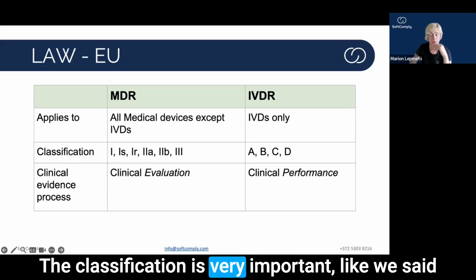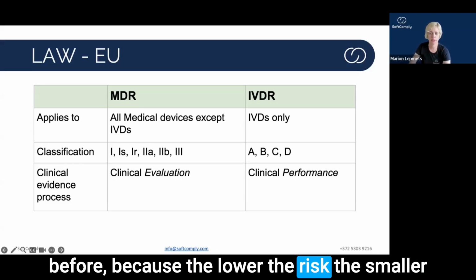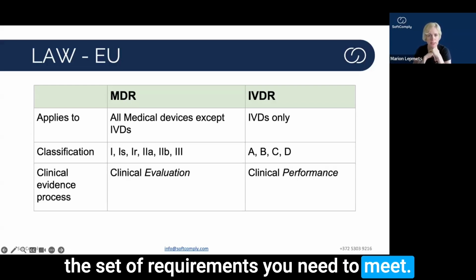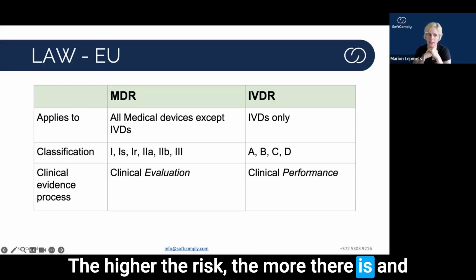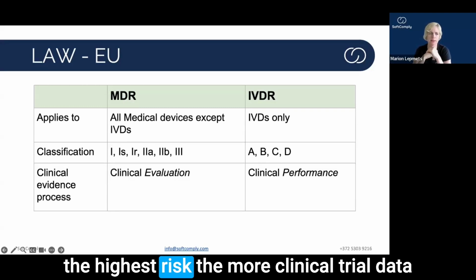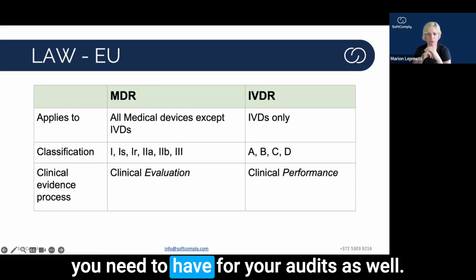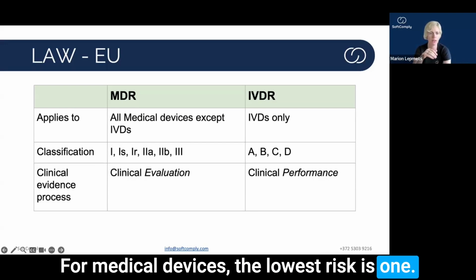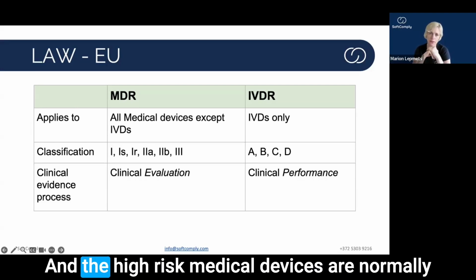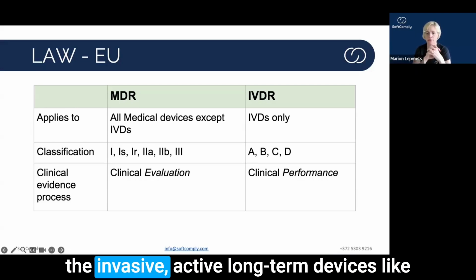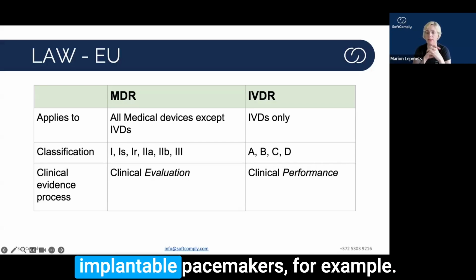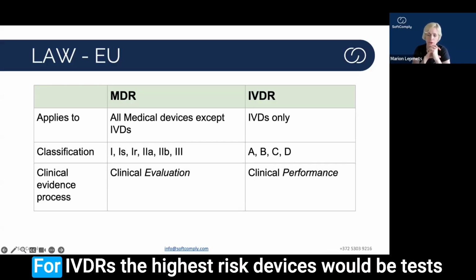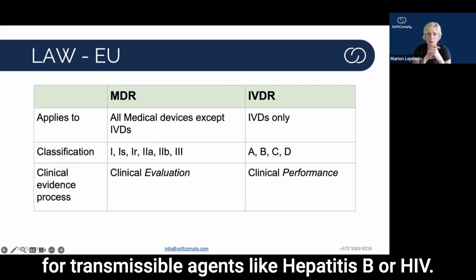The classification is very important, like we said before, because the lower the risk, the smaller the set of requirements you need to meet, the higher the risk, the more there is. And the higher the risk, the more clinical trial data you need to have for your audits as well. For medical devices, the lowest risk is 1, the highest risk is 3, and the high risk medical devices are normally the invasive, active, long-term devices like implantable pacemakers, for example. For IVDRs, the highest risk devices would be tests for transmissible agents like hepatitis B or HIV.